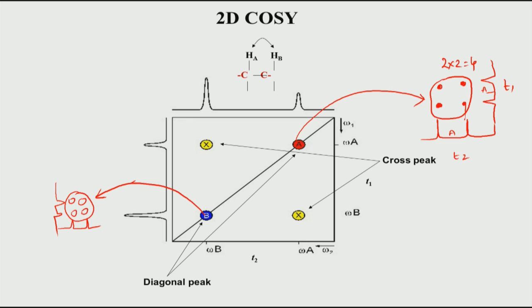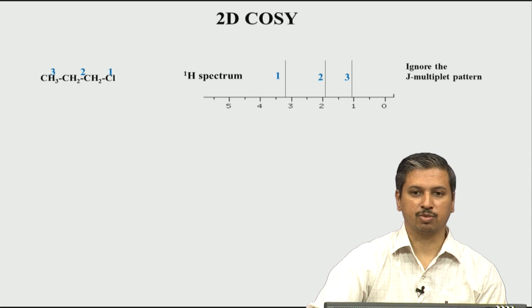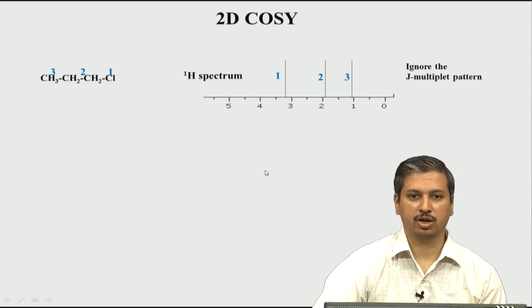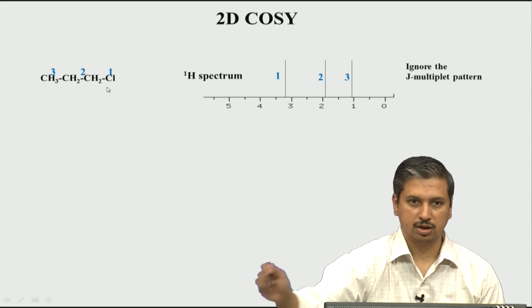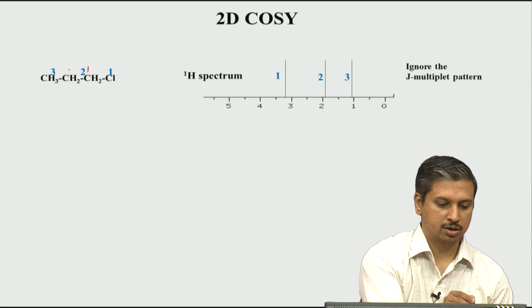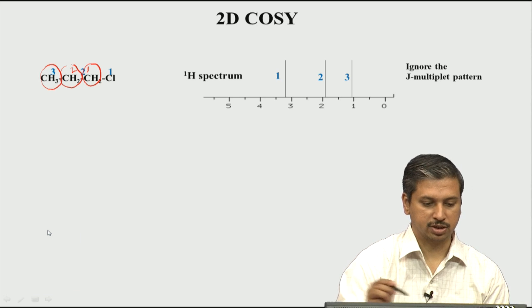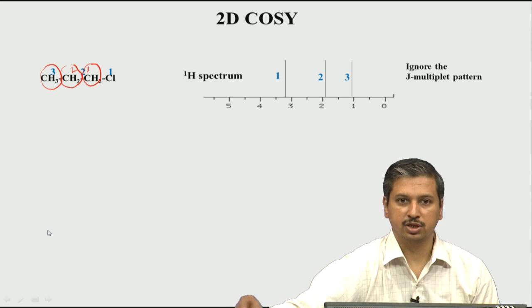So, now let us again look at a schematic for a molecule. I am not going to show you the actual spectrum here, but schematically what you expect to get if you record a 2D COSY on, let us say, this molecule. Okay. So, we have propyl chloride. So, this is 1, this is 2. Okay. So, 1 is this, 2 is this and 3 is this. Again remember, we are looking only at the protons, hydrogen, we are not focusing on carbon.